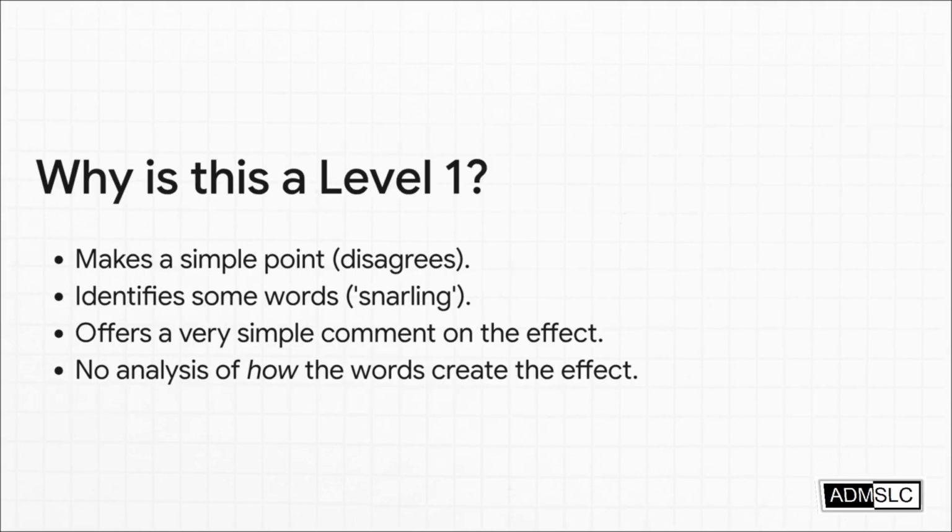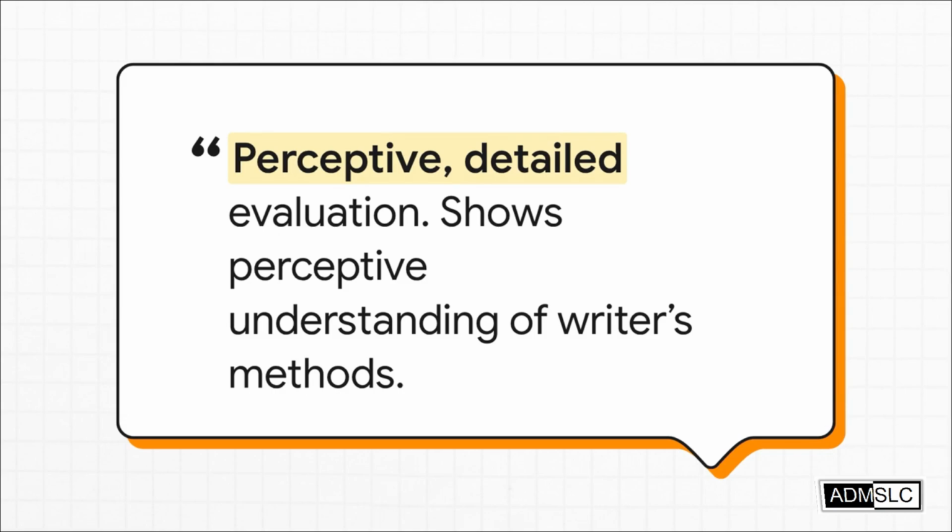Well, it makes a simple point. And yeah, it picks out some words from the text. But here's the crucial missing piece. The comment on the effect is super basic. It just says the words tell us they want to save the baby. It doesn't explain how a word like lioness creates that feeling. That's the key difference. Now, let's climb that ladder.